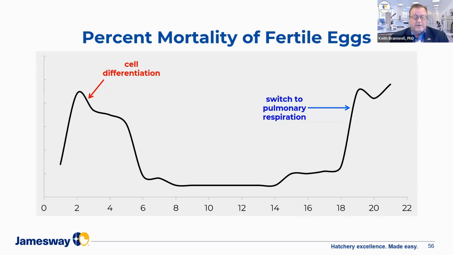Now, are there things in our incubators that can make this worse? Of course. If we've got high temperature, low temperatures, no moisture, a lot of different things like that, we can change some parameters that make it more difficult. But that is a normal thing that happens as well.